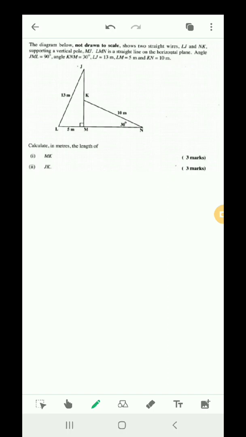The diagram below, not drawn to scale, shows two straight wires, LJ and NK, supporting a vertical pole MJ. LMNK is a straight line on the horizontal plane. Angle JML equals 90 degrees. Angle KNM equals 30 degrees. LJ equals 13 meters. LM equals 5 meters. And KN equals 10 meters. So firstly, we need to find MK.